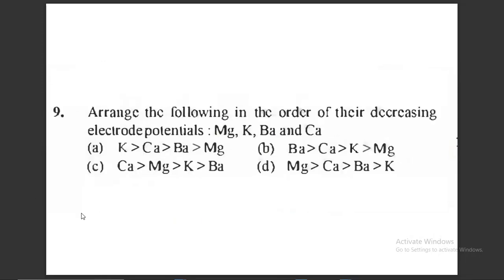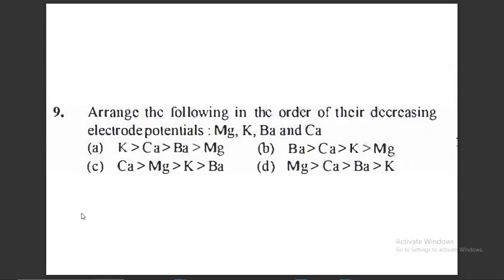Moving on to question number 9. Arrange the following in the order of their decreasing electrode potentials. Given are alkaline earth metals: magnesium, potassium, barium, and calcium. The order of decreasing electrode potential is magnesium, calcium, barium, and potassium. You can refer to the SRP values given in the table, and it can be explained by the standard reduction potential. Just remember and learn by heart.